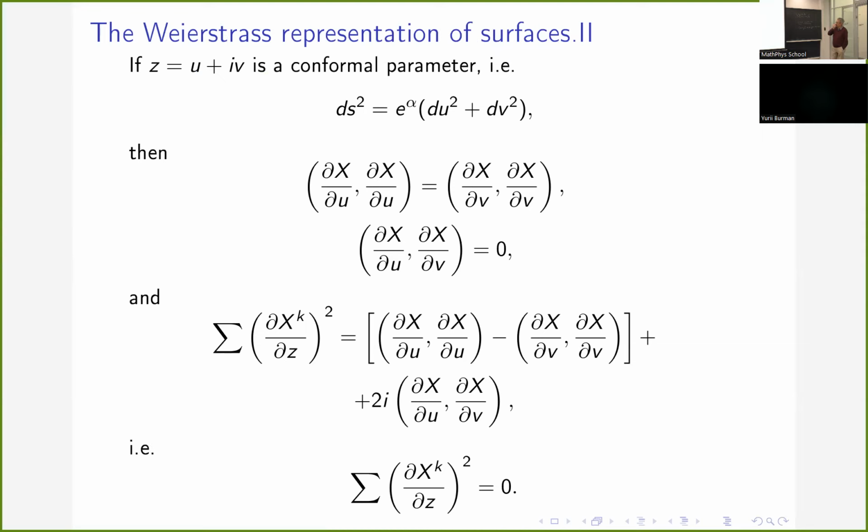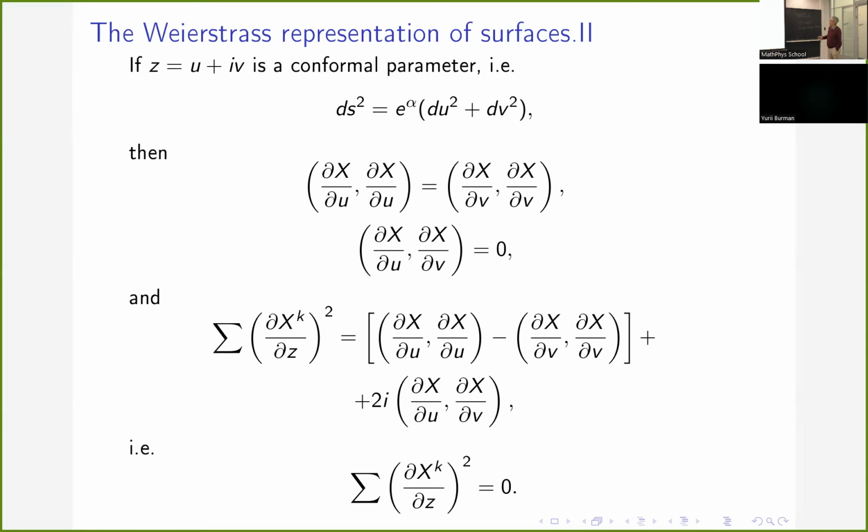Now I explain how it's very easy to show that every surface is represented in this form. On every surface, you can take a conformal parameter. This notion was introduced by Gauss, and he proved the existence of conformal parameters for analytic surfaces, and that was proved in a very general situation. So that means conformal parameter. This is the induced metric. ds squared takes this form: du squared plus dv squared. This is the Euclidean metric, and it's conformal to the Euclidean metric.